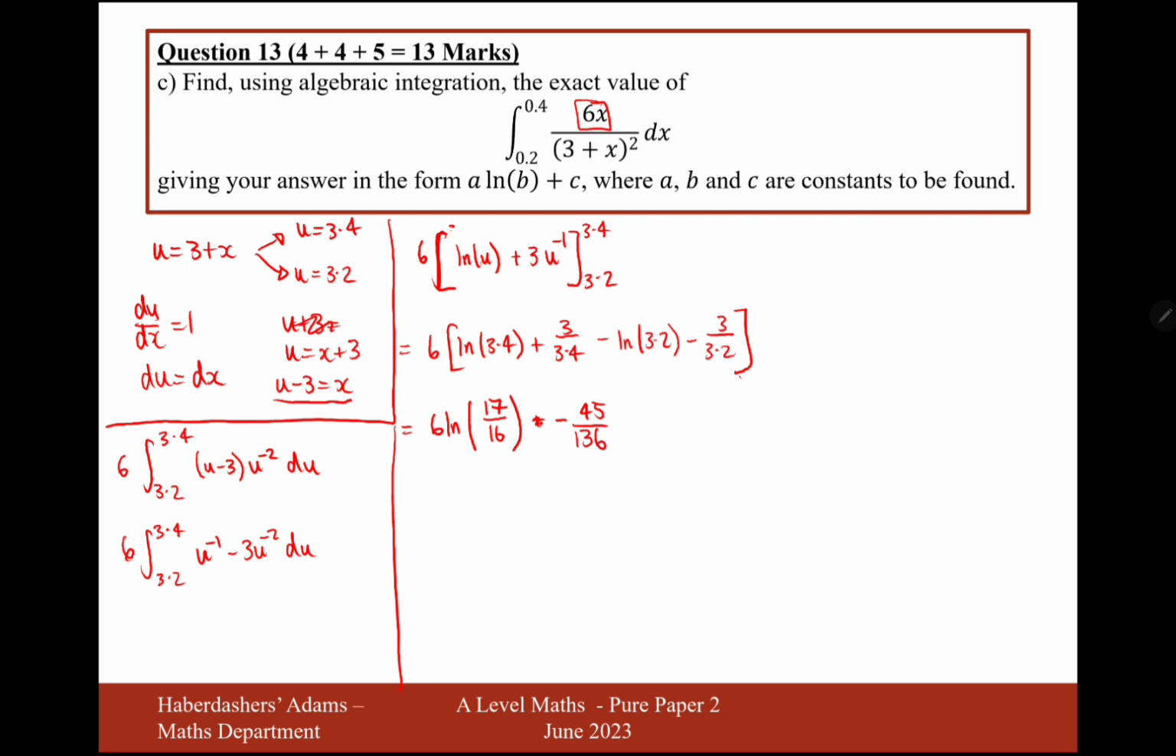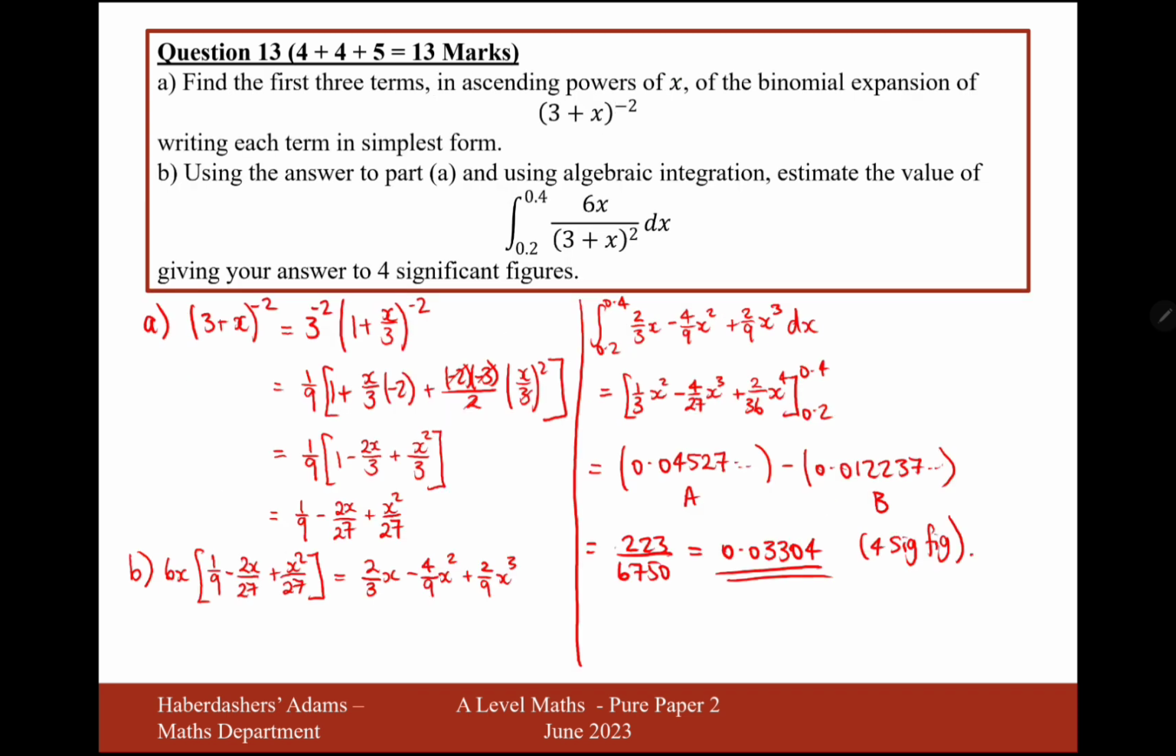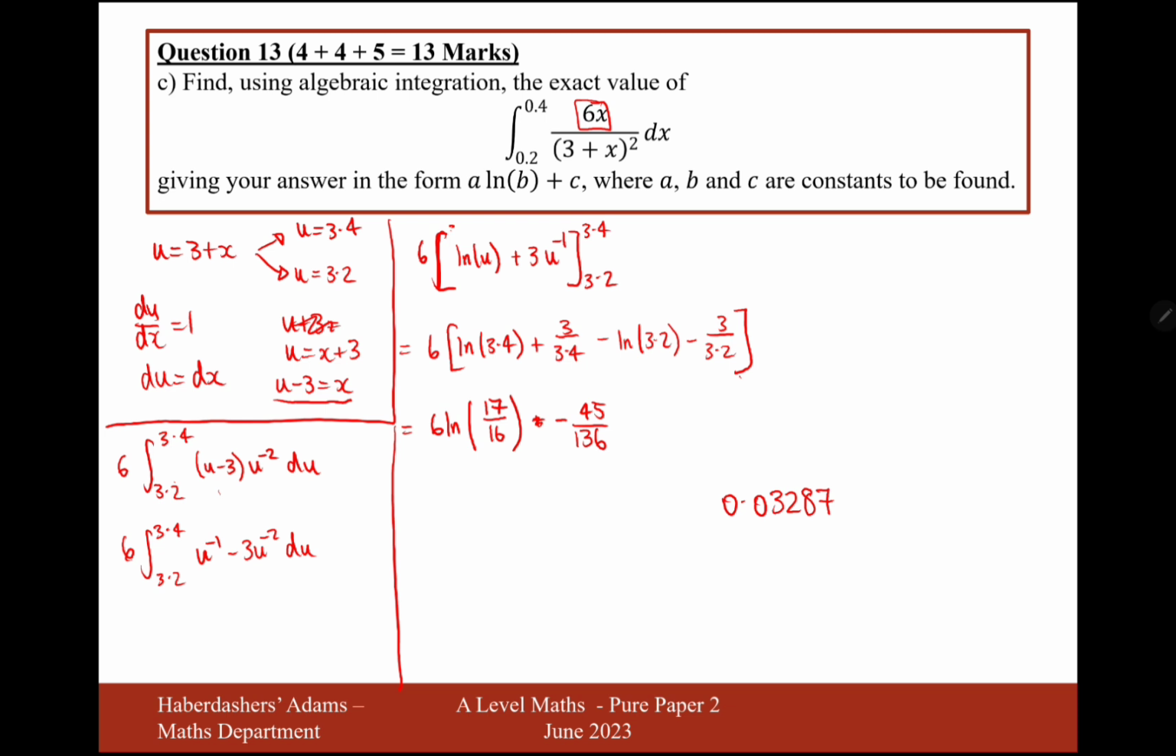Just out of interest, let's work out what this term here is and then compare it to our answer previously, because one is an estimation of this answer here, and we get an answer of 0.03287. So 0.033, and our estimation was 0.033. Okay, pretty good. I'm pretty sure then we've done this question right here, because our estimation is very similar to the actual answer, so I'm pretty pleased about that.